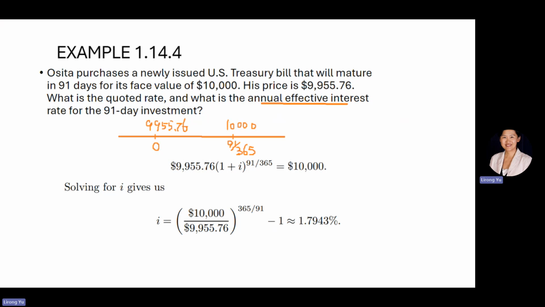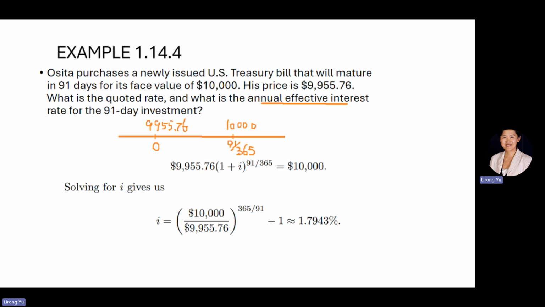So compared to that, we can see that we're using an exponential formula as our formation of the equation, compared to the simple interest and simple discount formula that we had in the quoted rate. In the quoted rate, we're using the simple discount model, and for the effective annual interest rate, we're using the compound interest model. So using a different model, you end up having a different solution. We end up having 1.7943, and that is slightly different from the 1.75 from the simple discount.